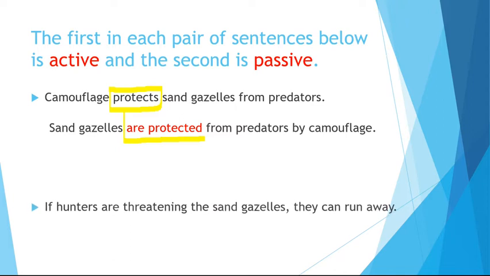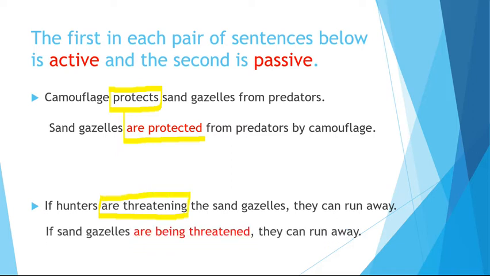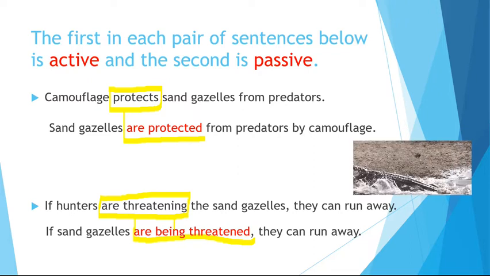Another example, if hunters are threatening the sand gazelles, they can run away. Again, look at the verb, are threatening. Now the tense here is present continuous. What do you think will happen? Look at the formation: if sand gazelles are being threatened, here we added being because it's already continuous, right? Of course, this is just like an introduction to the grammar. We'll have more examples and explanations.